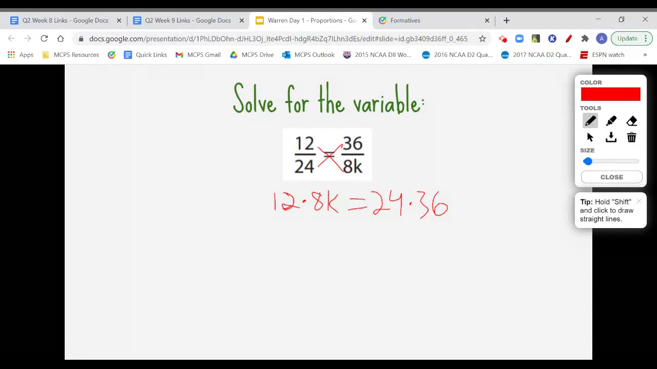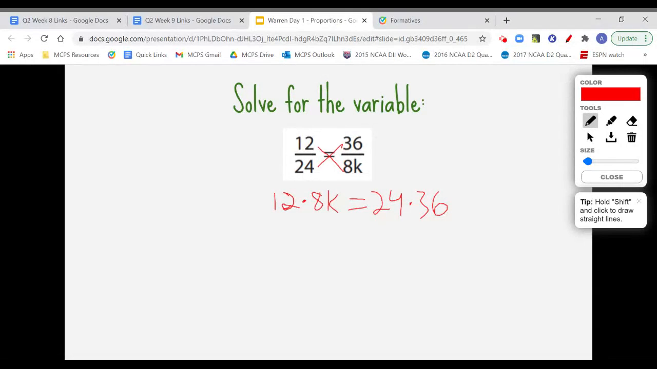Now that's the really important part here that sometimes people make a mistake with, is they don't put an equal sign in between those two sets of multiplied terms. Make sure you always put that equal sign in the middle. That's the only way you're going to be able to solve. From here, you're going to go ahead and simplify.